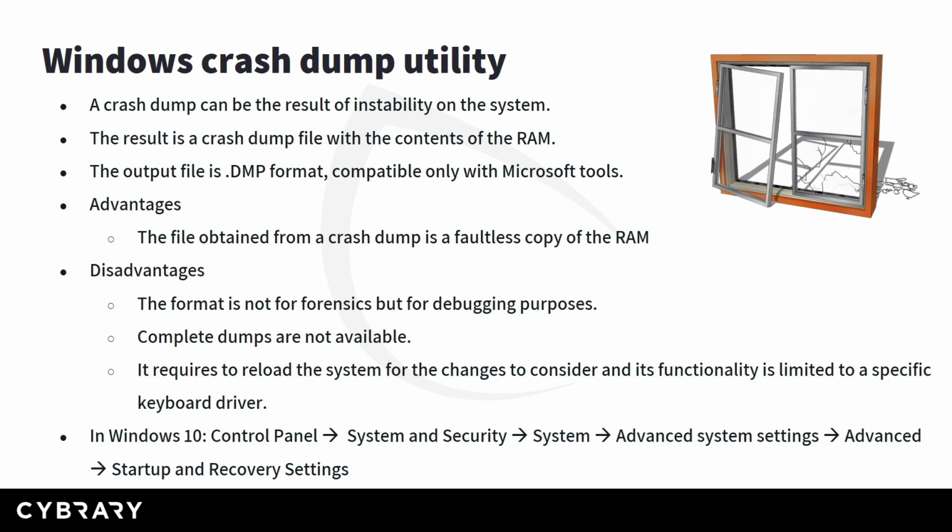The advantage of this is that the file obtained from a crash dump is a faultless copy of the RAM, and the disadvantage is that the format is not specifically for forensics but for debugging purposes. Currently, mini dump versions are available. Complete dumps are not available. There are two main issues when configuring the feature. It requires rebooting the system for the changes to take effect, and its functionality is limited to a specific keyboard driver. We can access this functionality in the Control Panel of any Windows computer under the System Advanced settings. It is usually located in the Startup and Recovery settings.